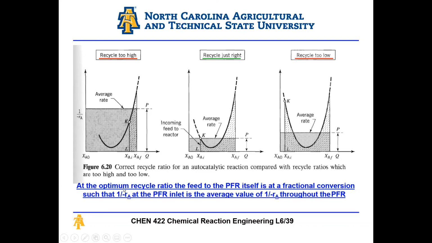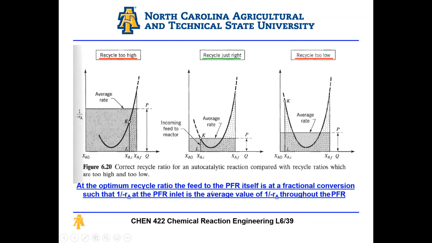So basically at the optimum recycle ratio, 1 over minus RA at the inlet. So if I get XA0, or XA inlet in this case, and I look at 1 over minus RA, it is the same throughout the PFR, right? It is the same as the average throughout the PFR. So if I take the average of these two, 1 over minus RA will be right here.